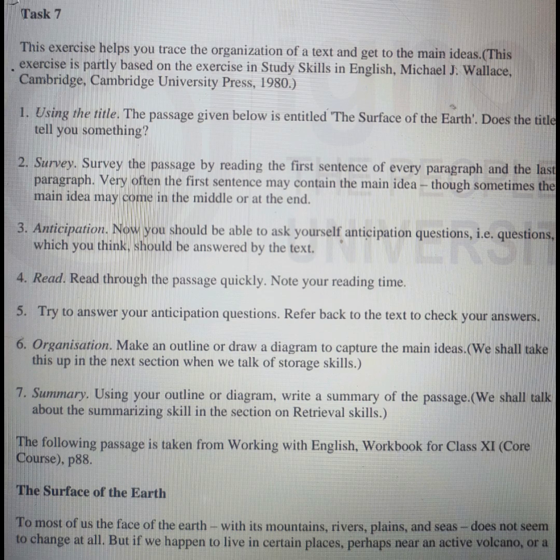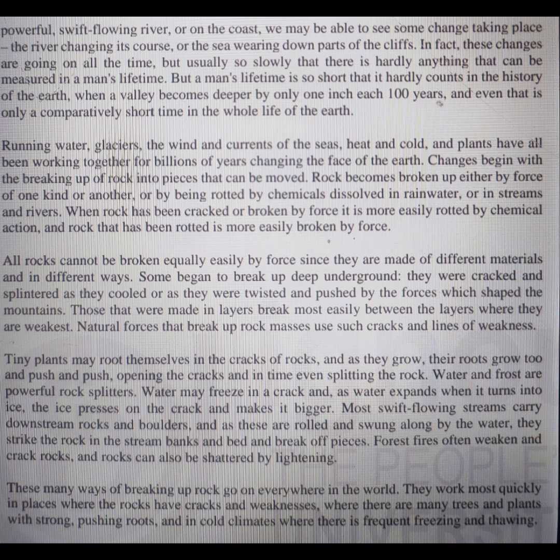The surface of the earth. To most of us the face of the earth, with its mountains, rivers, plains, and seas, does not seem to change at all. But if we happen to live in certain places, perhaps near an active volcano, or a powerful, swift-flowing river, or on the coast, we may be able to see some change taking place, the river changing its course, or the sea wearing down parts of the cliffs.